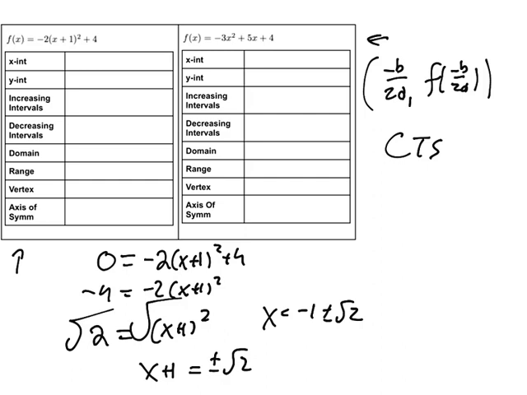For the y-intercept, that's whenever x is 0, so that should be really easy to find. That's negative 2 plus 4 as positive 2. So 0, comma 2 here, and negative 1 plus or minus root 2, comma 0 there.